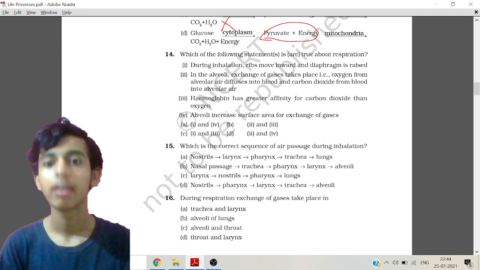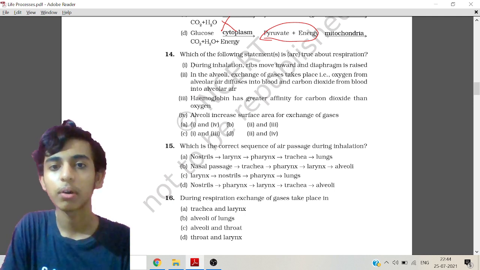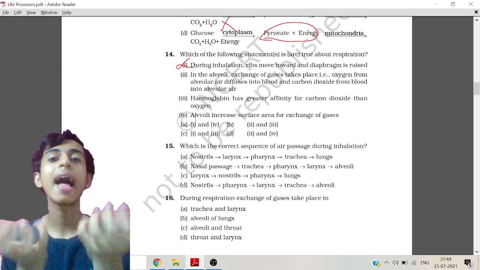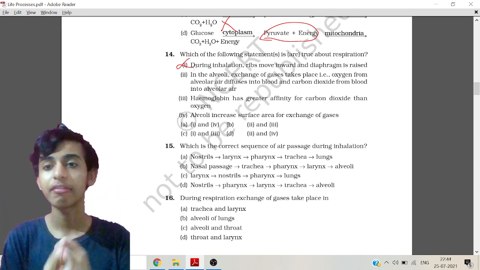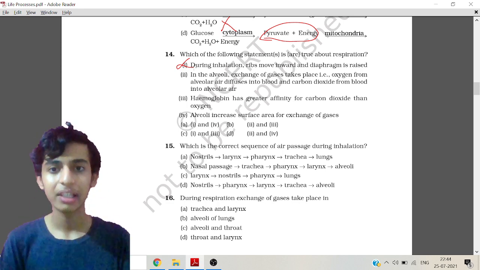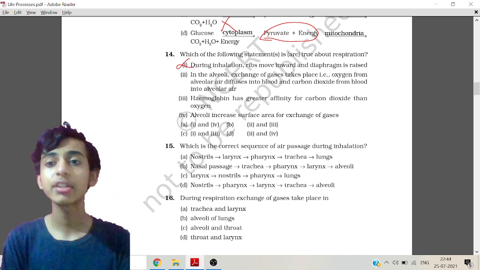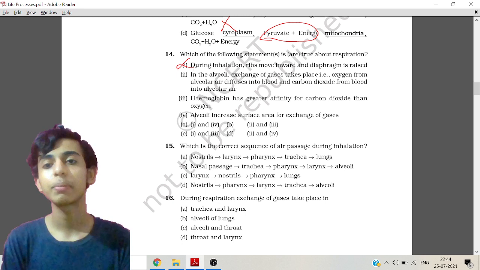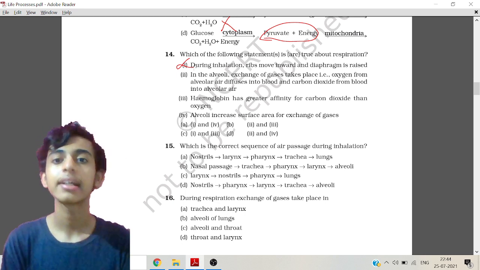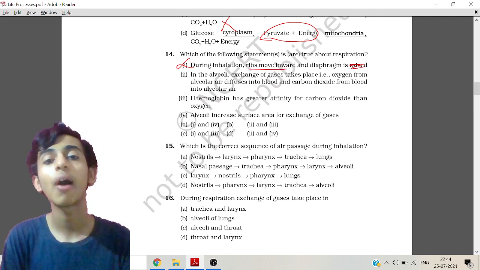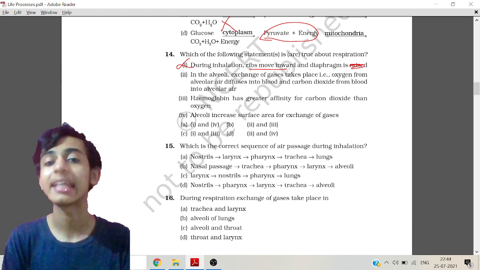What do you think? I know that the first statement is wrong. Why? Because see, this is a general knowledge based question that if the air is sucked in, it means the diaphragm is a muscle and it cannot be raised. It is going to contract so that more air can be inhaled. If it is going to be raised, then there will be less space for the air in the lungs to be inhaled, right? So it is not going to be raised and ribs are not going to move inward, they're going to move outward so that more oxygen can be inhaled.